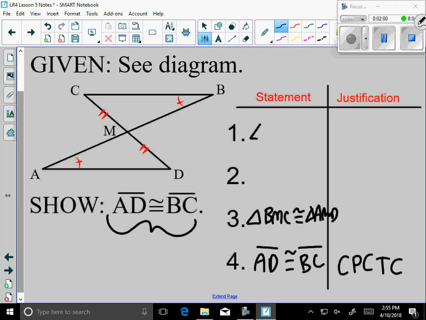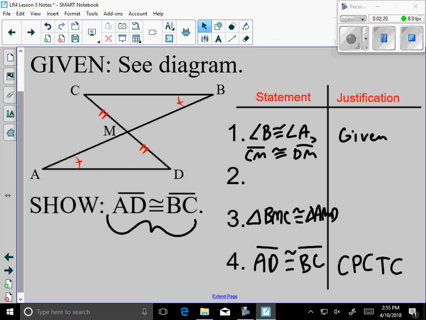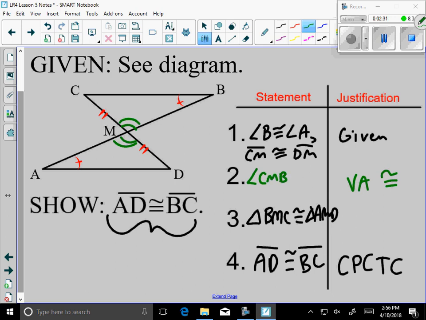So my first statement, I'm going to take the markings that I have: angle B congruent to angle A, as well as CM congruent to DM. I know those are congruent because they're given. And then the piece that puts it together here, the unseen piece, is that this angle and this angle are vertical angles. So vertical angles are congruent. We just have to name them. So angle CMB would then be congruent to angle DMA. And there you go. You have a proof by CPCTC.